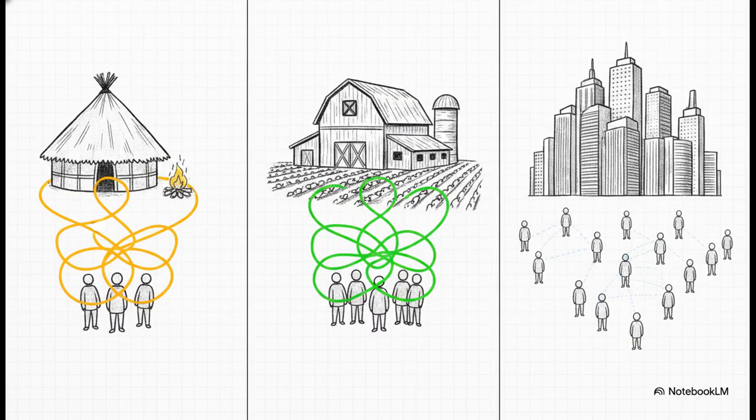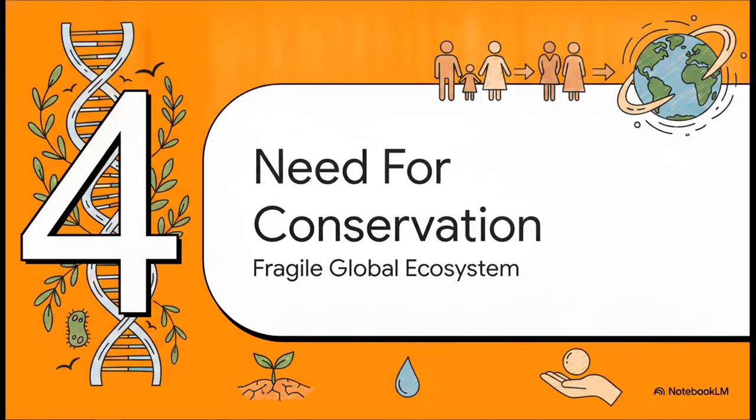We typically categorize these communities into three main buckets: rural, urban, and tribal. And sure, each one has its own unique lifestyle, typical jobs, and distinct challenges. But the really crucial takeaway here is this. Generally speaking, the smaller the community, the stronger that vital we feeling is. When communities explode in size and become these massive urban centers, holding on to that close-knit, mutual dependency becomes a whole lot harder. Which leads us perfectly into Section 4, the need for conservation, the fragile global ecosystem.